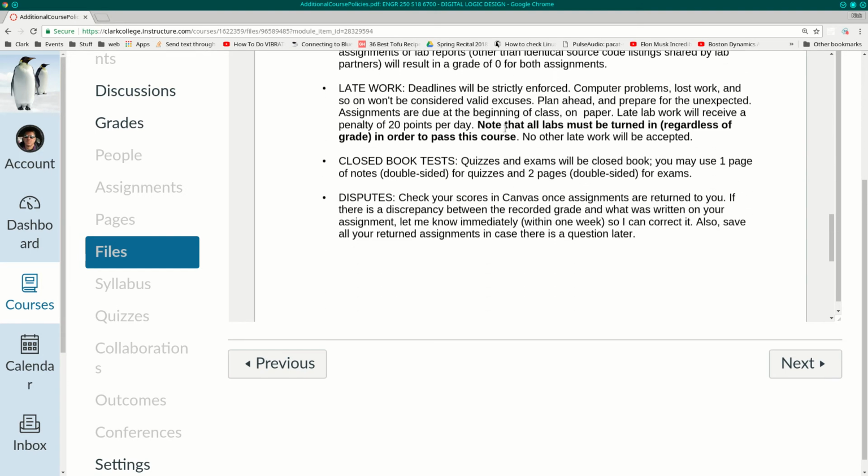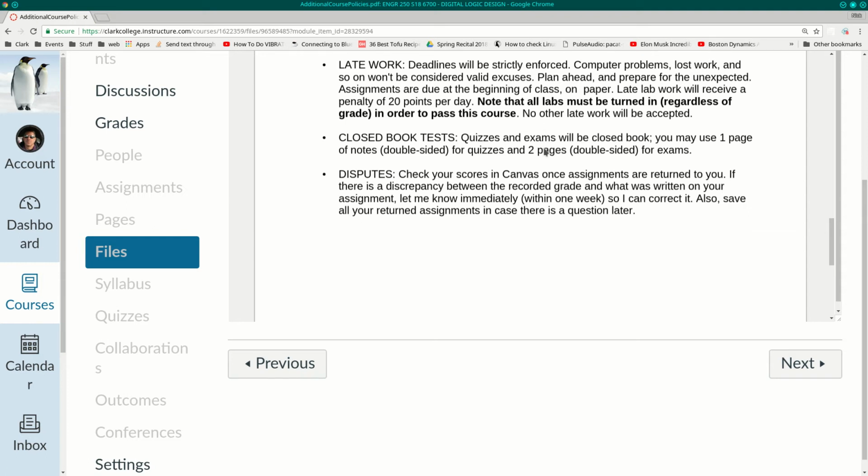So late labs, 20 points per day. So don't turn them in late. If you turn it in 5 days late, it's going to be a 0, but you got to do every lab to pass the course. Okay, so even if you're a week late and you're not getting any points for it, you still got to turn it in.